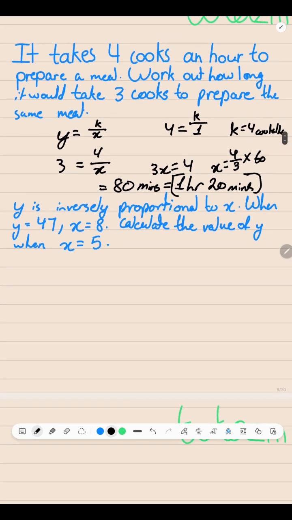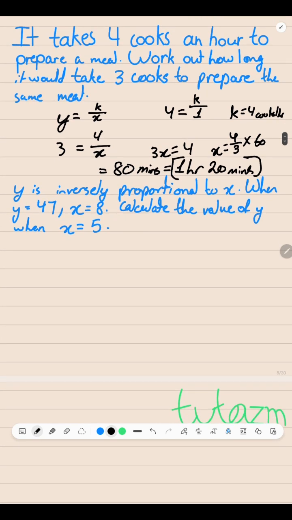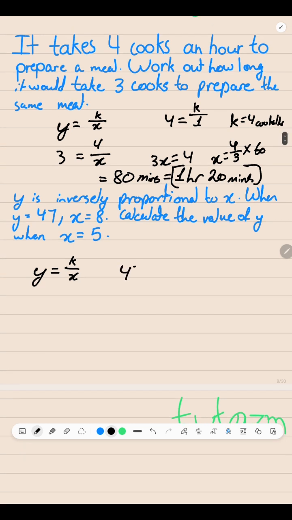Okay, so this one's a bit more algebraic. If anything, I think this one would be a lot easier. So have a go at the bottom question here, and we'll go over it in a bit. Okay, so we're told that y is inversely proportional to x. And then we're told that when y is 47, x is equal to 8. Calculate the value of y when x is equal to 5.